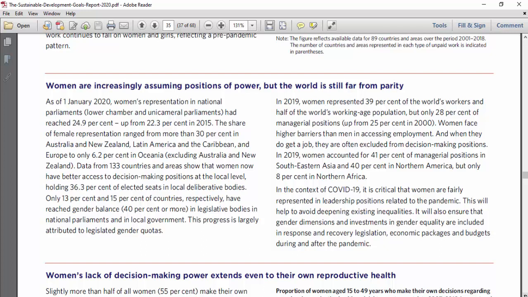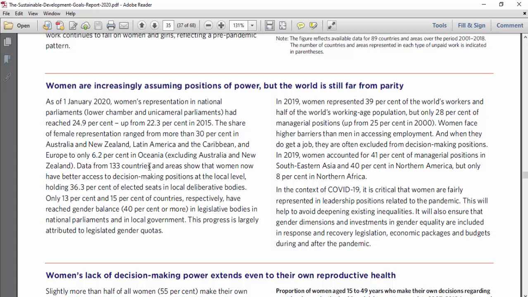Okay, but as it is saying, the world is still far from parity, it means that there's a gap, and maybe that's probably why numbers keep increasing of these sad cases that we are seeing. So now it says as of 1st January, women's representation in national parliaments had reached 24.9%. All right. Okay, so let's jump a bit.